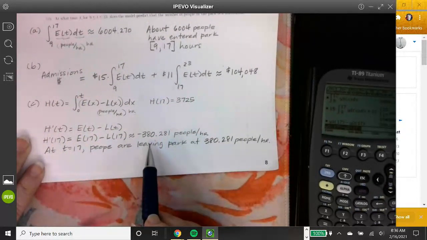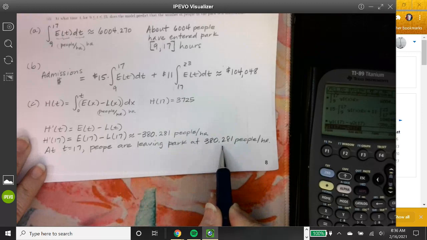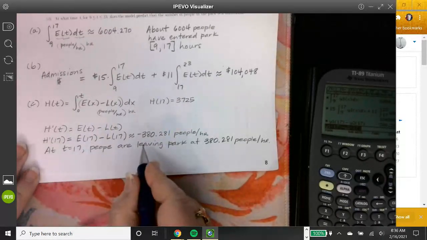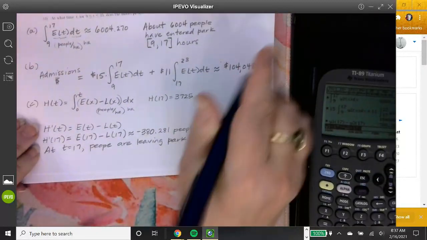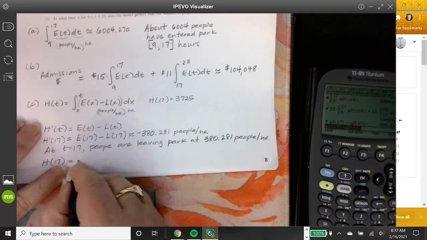I didn't say at a negative rate, because if they're leaving at a negative rate, it actually means they're coming into the park. So I just said they're leaving the park at 380.281 people per hour because this is a negative number. So leaving is winning. All right, and they want to know what h of 17 is. Well, that's the number of people in the park.